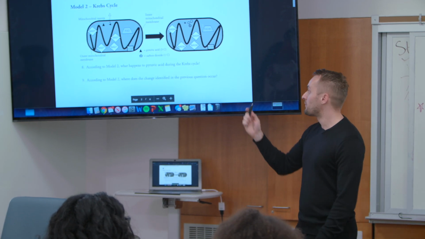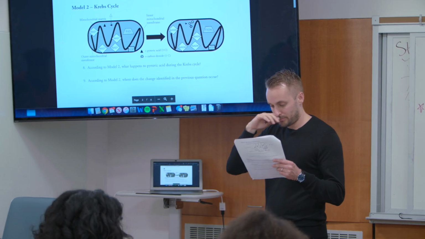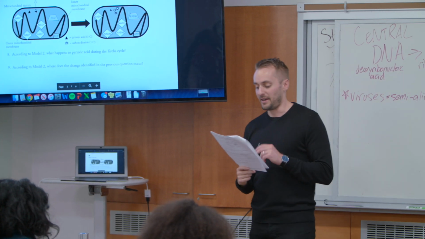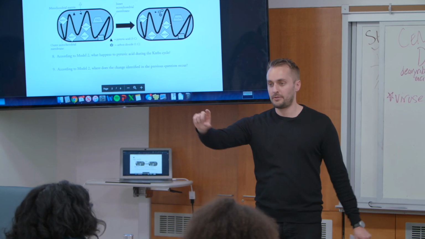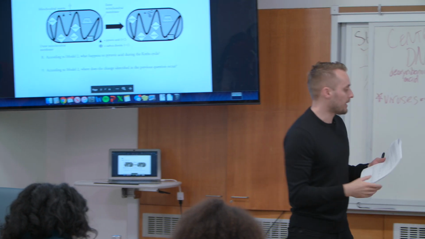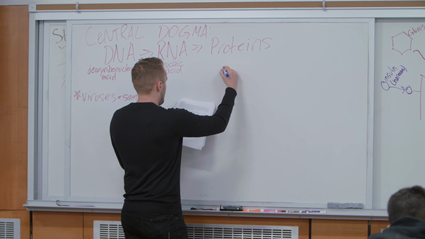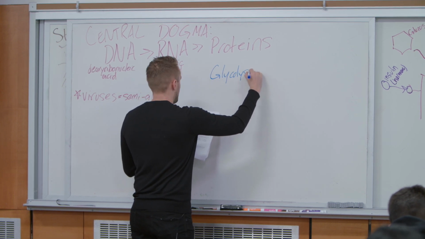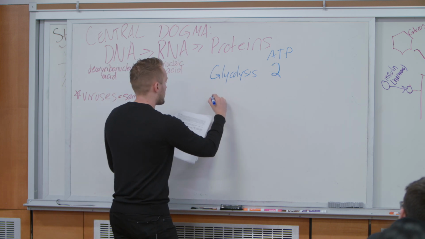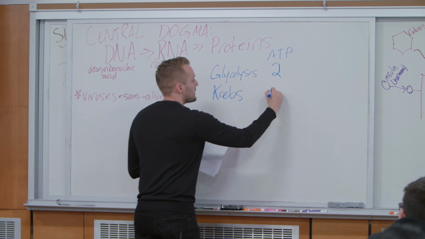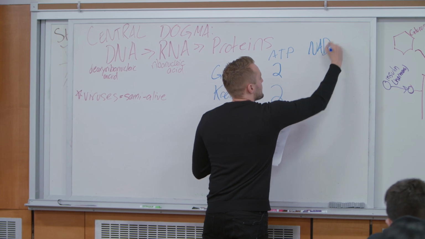And now for NADH, for 1 pyruvic acid, I make 4. For 2 pyruvic acids, I would make 8. Okay. For FADH2, for 1 pyruvic acid, I make 1. So for 2, I make 2. All right. Let's do the math here. So in glycolysis, how many ATPs did I make? 2. In the Krebs cycle? 2. I made 2. Okay. And now, how many NADHs did I make?